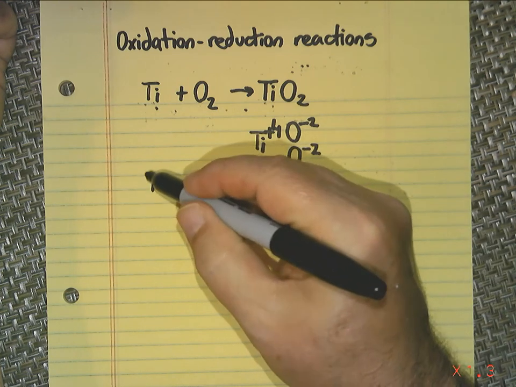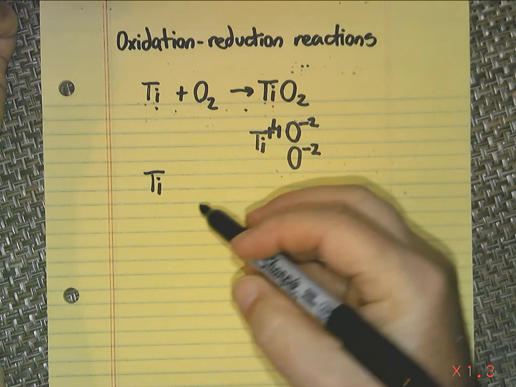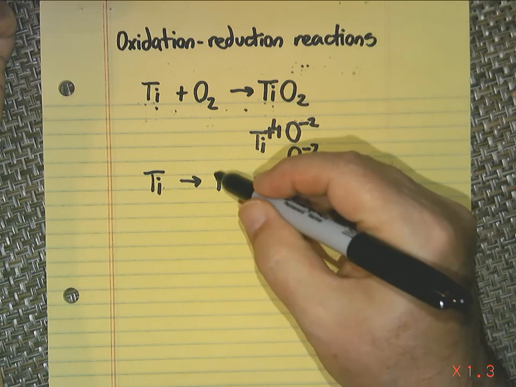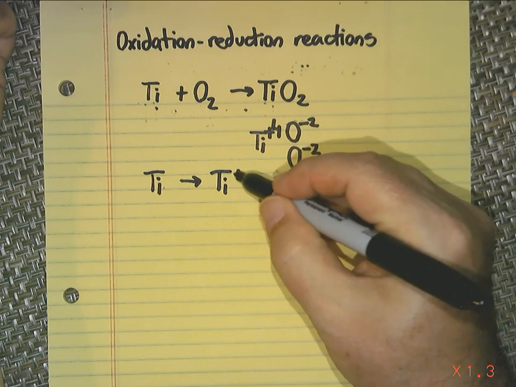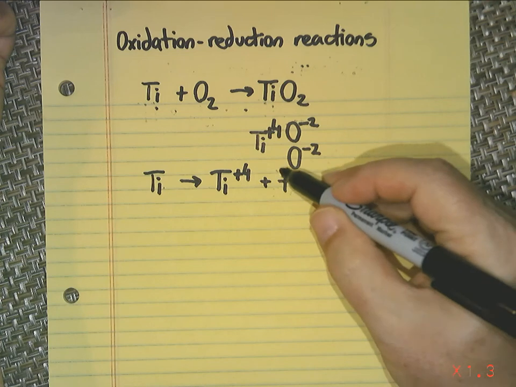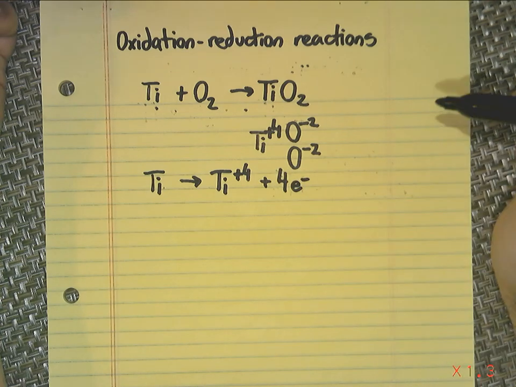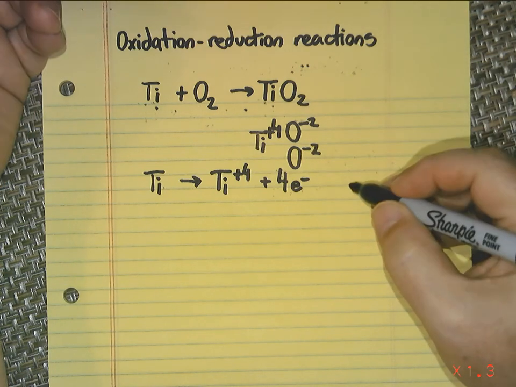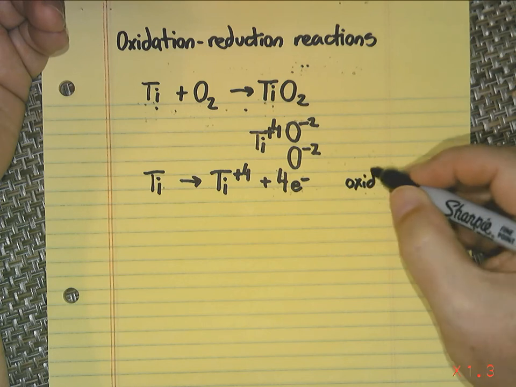I can write what happens to the titanium as its own reaction. It's titanium metal over here, and it turns into a titanium ion with a +4 charge. And it must have lost 4 electrons. I'm using e- as a symbol for electrons. This reaction is called an oxidation reaction.